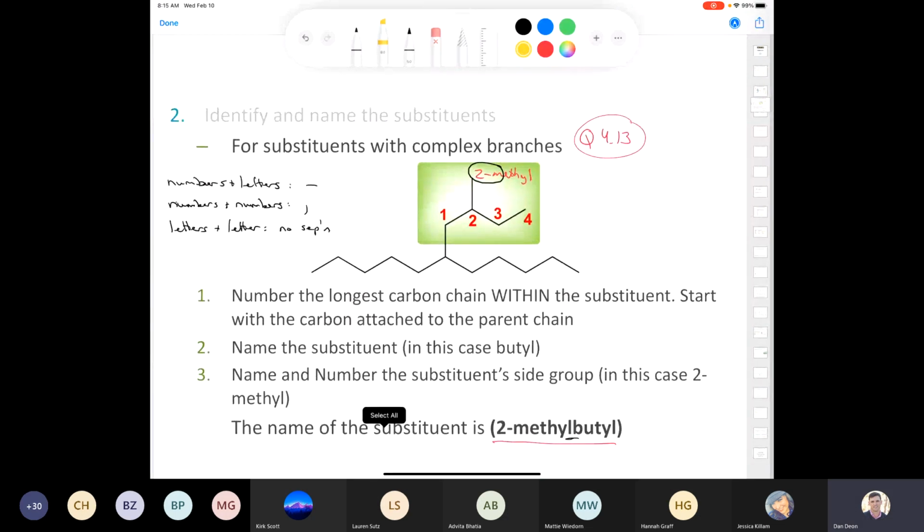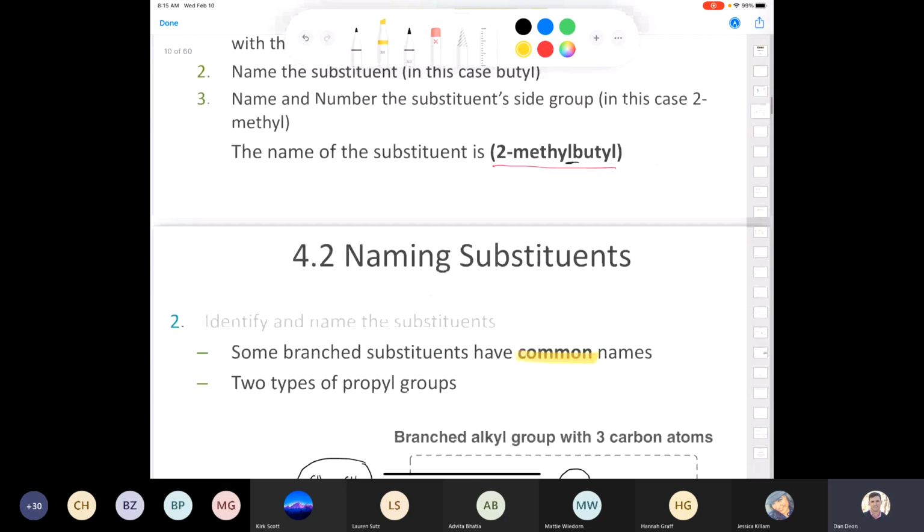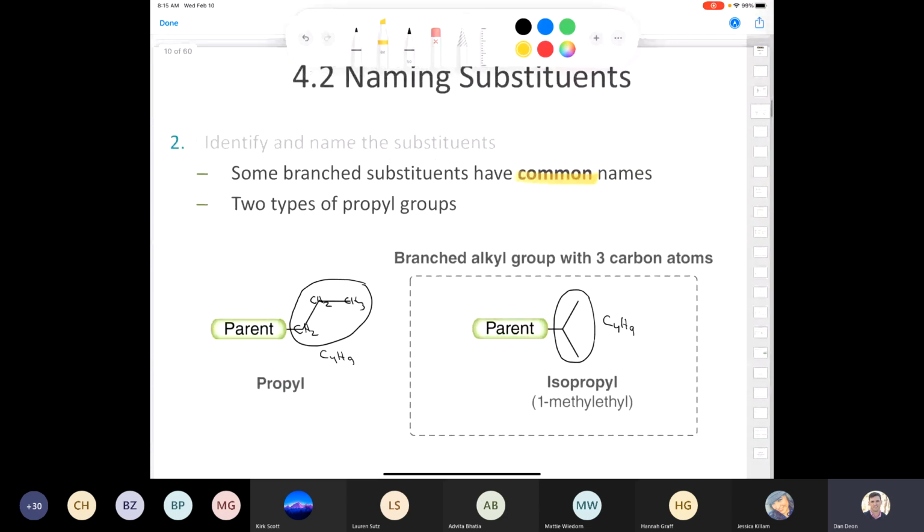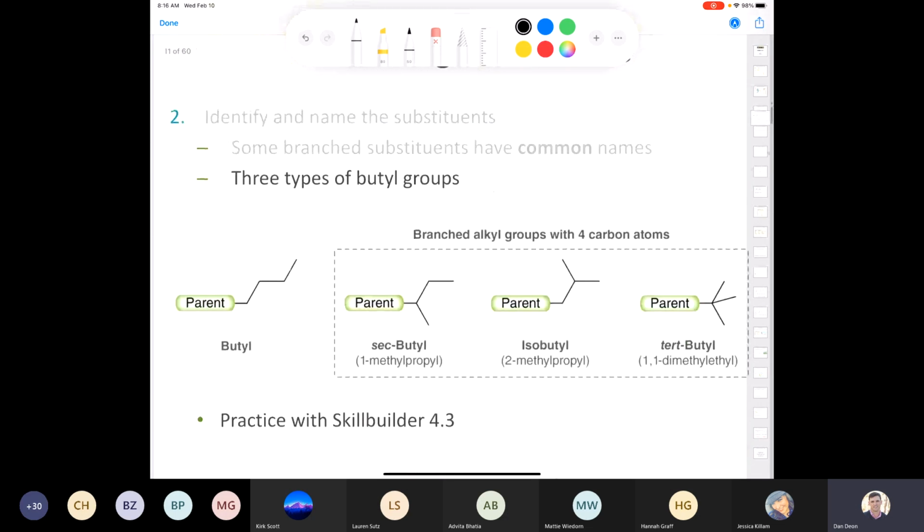Now, the name that's given to it, if it was named as a complex branch, is shown below. You see it says 1-methyl ethyl down here. You will virtually never have to use that. You have to have memorized propyl and isopropyl. So how does an isopropyl differ? You have a CH and a CH3 here and a CH3 here. Okay? All right.